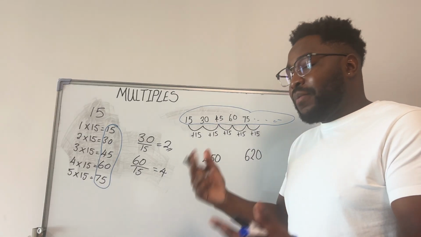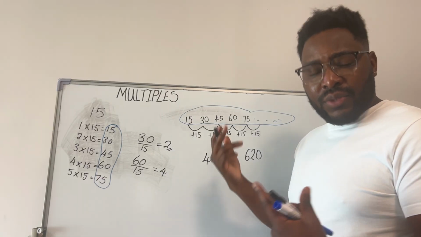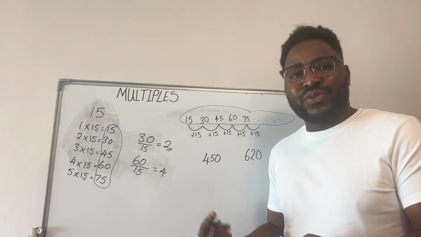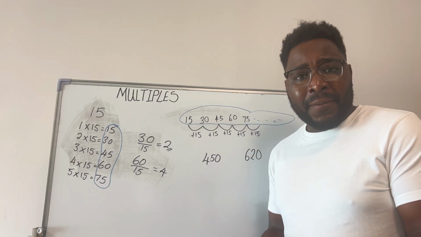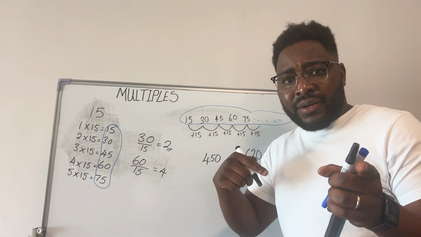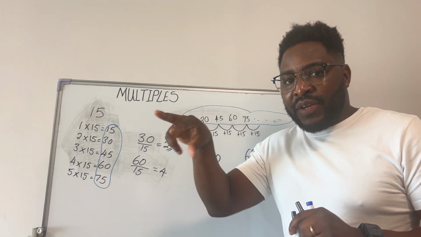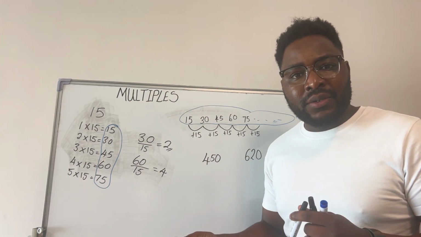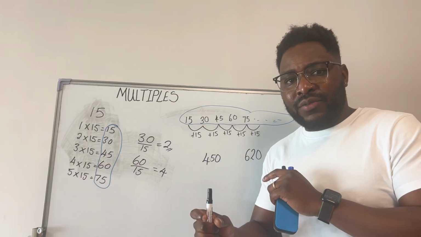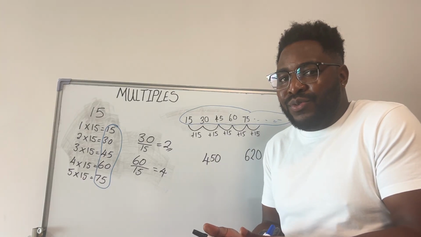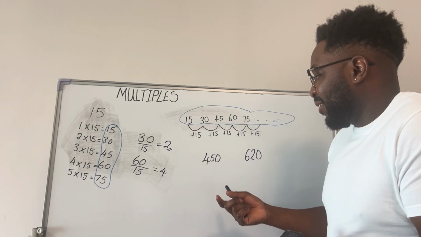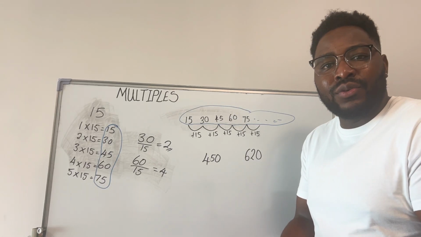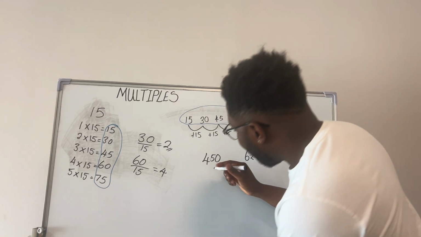And you go 1 by 15, 2 by 15, you go on, and you waste so much time just to get to 450 or 620. But in my explanation earlier, I did say that multiples of a certain number will be divisible by that number without leaving any remainder. So that actually makes our life easy. Since we're being asked to find between 450 and 620 which one is a multiple of 15, what do we have to do? We just divide by 15.